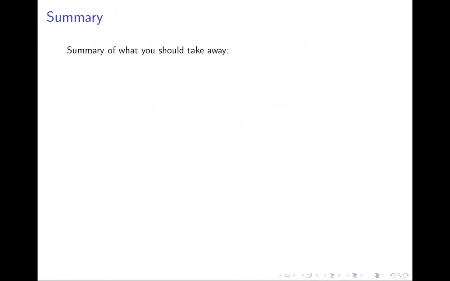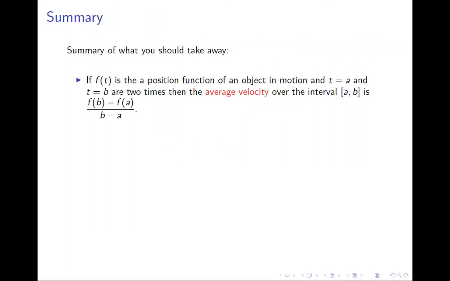So here's a summary of what you should take away from this video. If f is the position function of an object in motion, and t equals a and t equals b are two times along the trip, then the average velocity is given by the difference in position over the difference in time. The average velocity of the position function geometrically can be represented by the slope of a secant line.